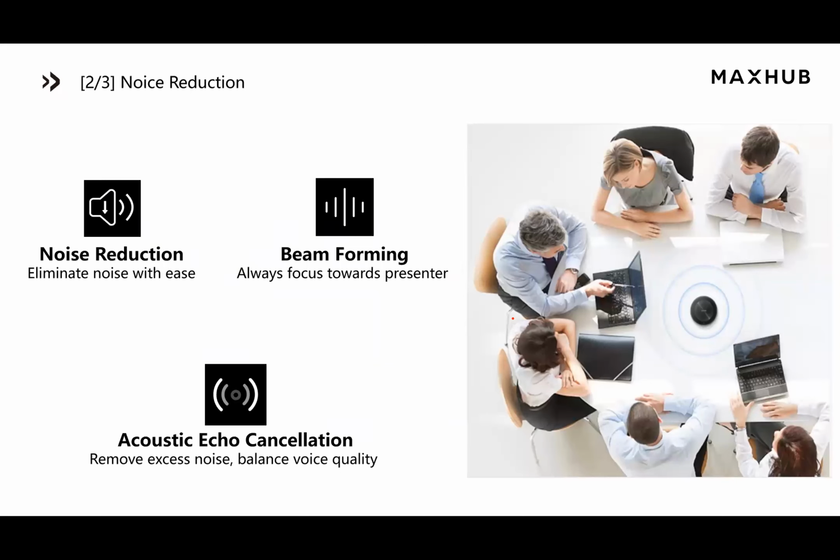Second one is the noise. This is the noise reduction technology. Eliminate noise with ease. Beamforming always focuses towards the presenter, and then acoustic echo cancellation. It removes exit noise, because we know, especially in the open space, in the last scenario we discussed, there's so much noise there. In this way, we need the BN21, which has the noise reduction technology inside, to let the remote participants hear your voice clearly, not just hear the noise.